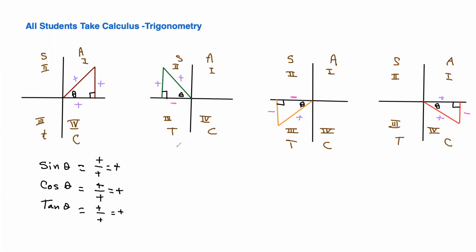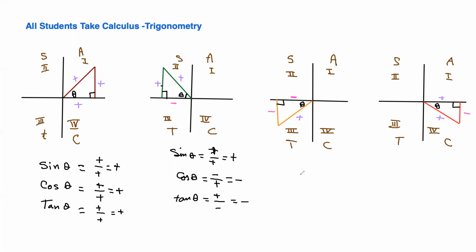Let's look in the second quadrant here. The sine theta, we're working from this angle right here. So opposite over hypotenuse, that's positive over positive, which gives me positive. And if we look at cosine theta, cosine is adjacent, which is negative, over the hypotenuse, which we said is always positive. That gives you negative because you're dividing. And the tangent is opposite over adjacent, which is positive over negative, and that ends up giving you negative.